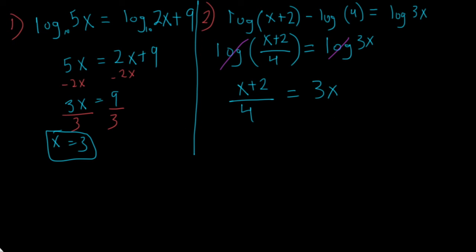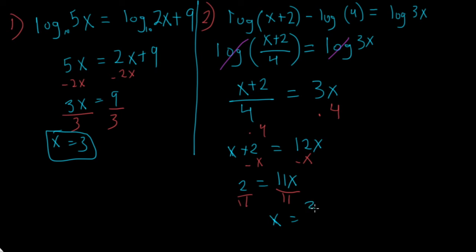All right, now we multiply by 4, multiply by 4, and we get x plus 2 is equal to 12x. Minus x, minus x. We get 2 equals 11x. Now we're going to divide by 11. So x would equal just 2 over 11.